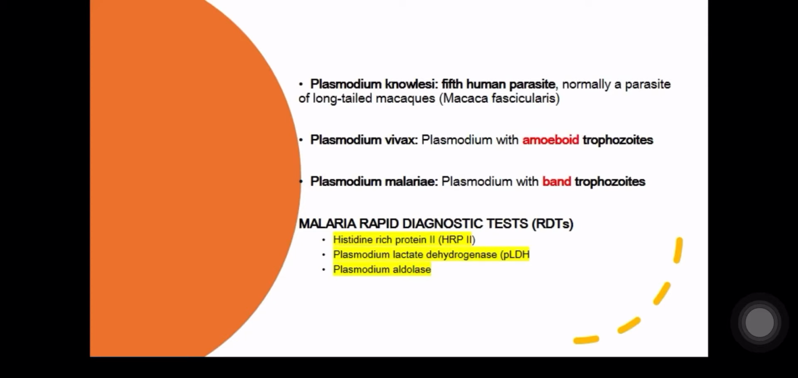So for malaria, we have the malaria rapid diagnostic test. That includes histidine-rich protein 2, a water-soluble protein produced by trophozoites and young gametocytes of P. falciparum. We also have pLDH, or Plasmodium lactate dehydrogenase. pLDH is produced by both sexual and asexual stages, and it can distinguish between P. falciparum and non-P. falciparum. And we also have aldolase, or Plasmodium aldolase. This is an enzyme in the glycolytic pathway expressed by the blood stages of all Plasmodiums.